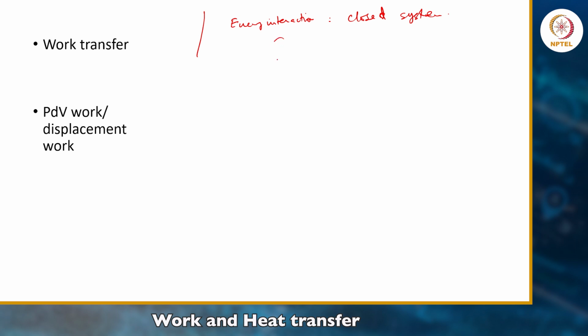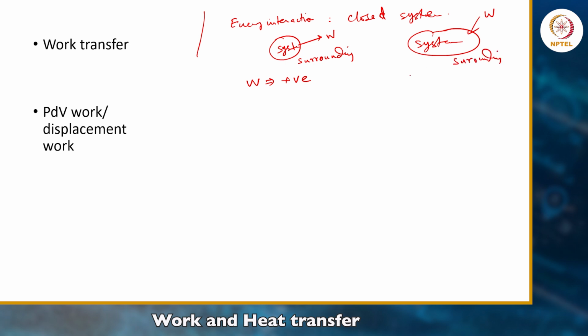Now, if I have the system and surroundings, when work goes out from the system to the surroundings, W is positive. But when work comes into the system from the surroundings, W will be negative. Now the PdV work, displacement work.